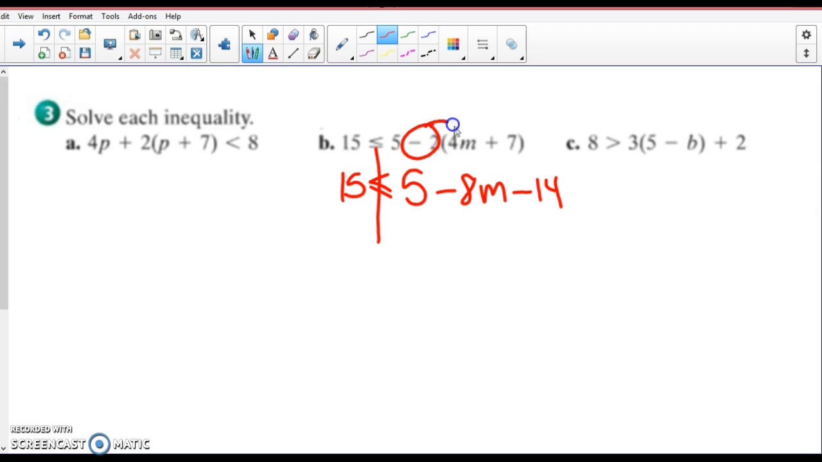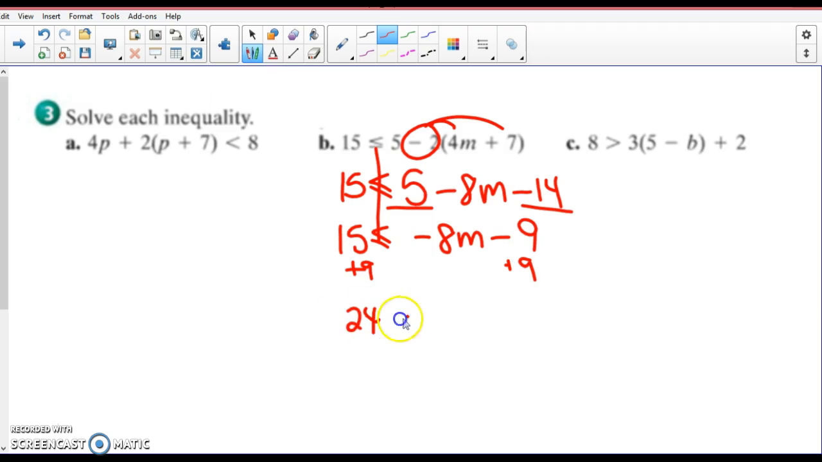Yes. Mackenzie is right. The first thing you do is distribute the -2. I still need to finish simplifying this left side. So I'm going to have 15 is less than or equal to, what am I going to get on that side? Joseph. -8m minus 9. Because 5 minus 14 is -9. Now what do I do to solve this? Mary Catherine. Add 9 to both sides. So I'm going to have 24 is less than or equal to -8m.